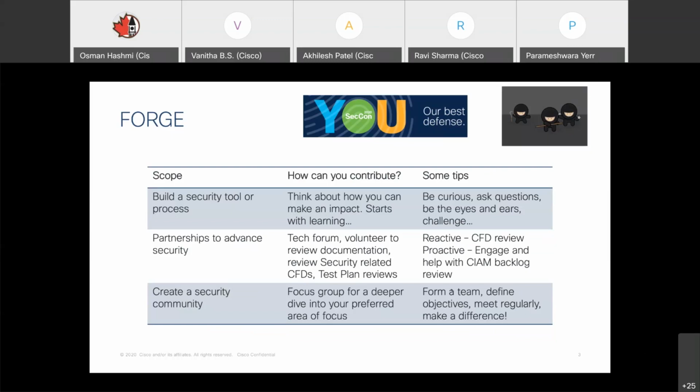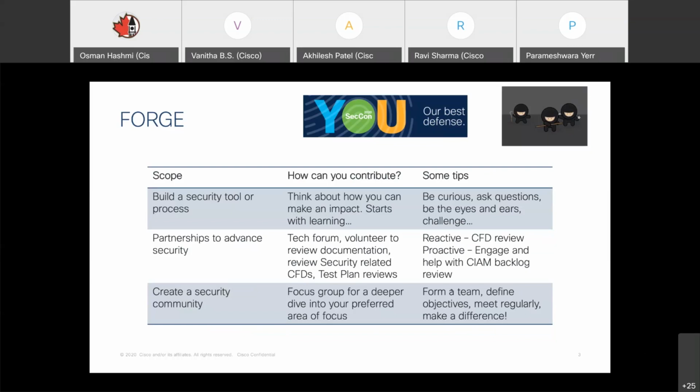Or you can set up a weekly meeting with your peers or friends or teammates and say, let's talk about what we want to do differently with regard to customer found defects on security. The main idea is to be curious, ask questions, and as Vanita said, be the eyes and ears of the BU.